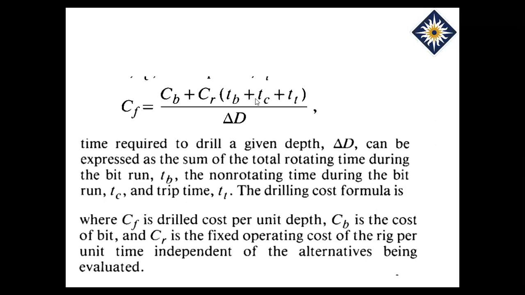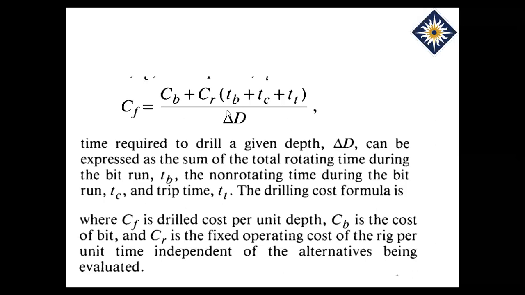Then these T's represent different times. For example, this one is the tripping time, how much time it takes to take out the bit, come out, and then put it back again. And TC is the non-rotating time during the bit run, because there will be some time that the bit will not be rotated until it goes down and reaches the bottom. And TB is the total rotating time the bit can rotate. In the nearby well where this bit was used, they have the total number of hours they used it, until it malfunctioned or went out of order at this point.